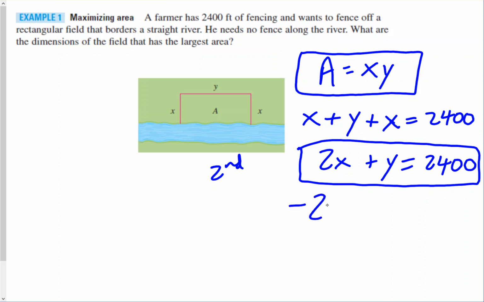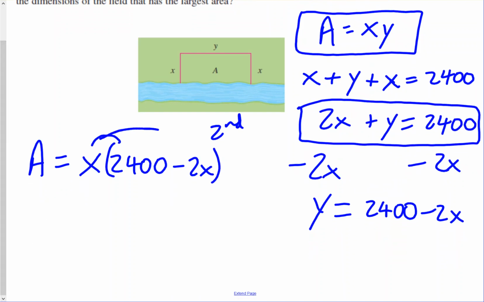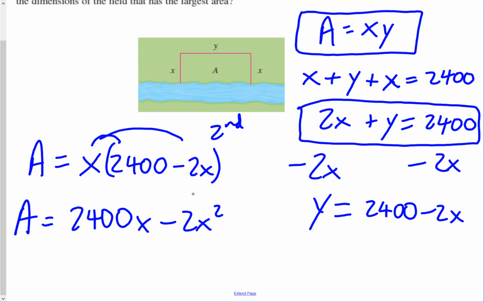So for example, I can subtract 2x from both sides. That'll give me y equals 2400 minus 2x, and then I could take this and plug it into y in my main equation. So x times y. Now in place of y, plug in 2400 minus 2x. And then you can now distribute the x. So area equals 2400x minus 2x squared.